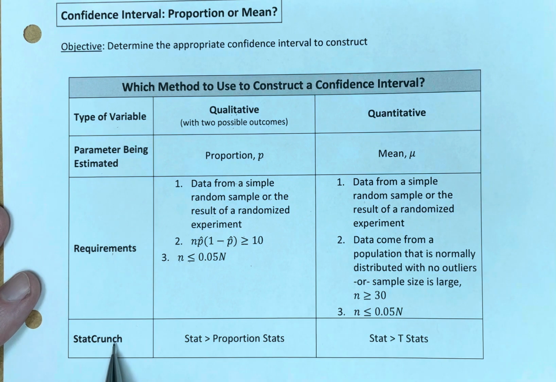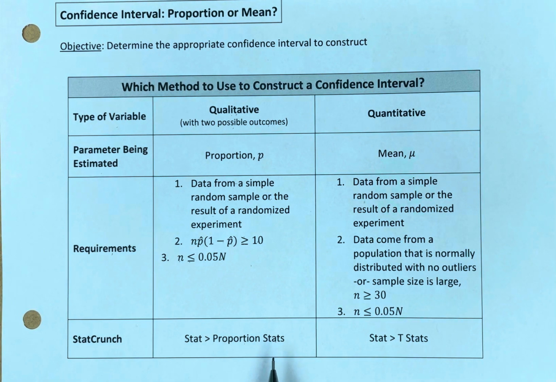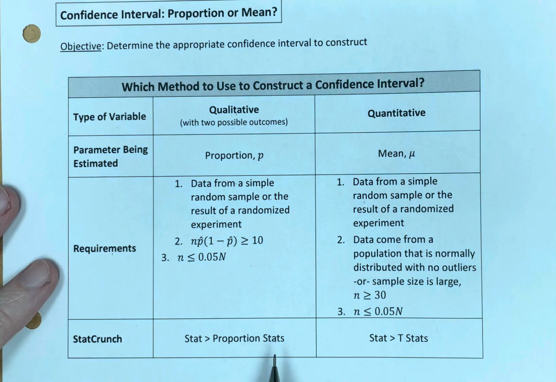In StatCrunch, we're using the Stat dropdown. We're going to Proportion Stats. And it's pulling its data, I believe, from the Z table.